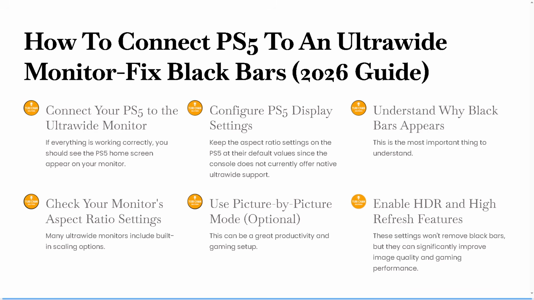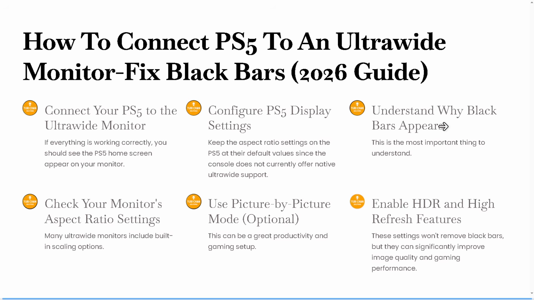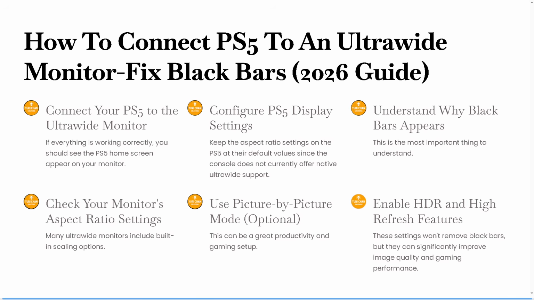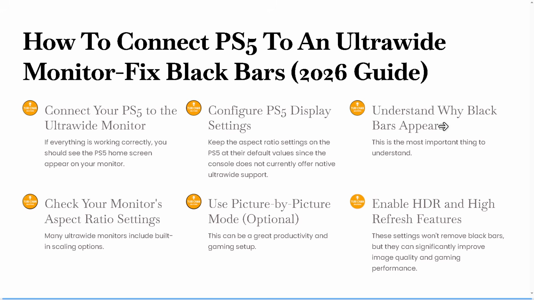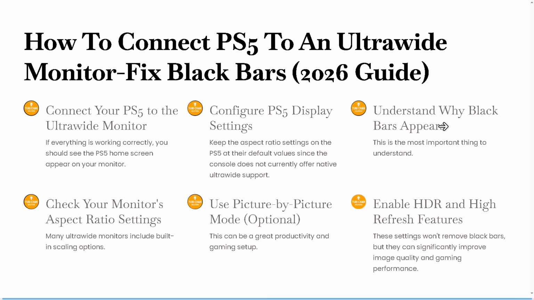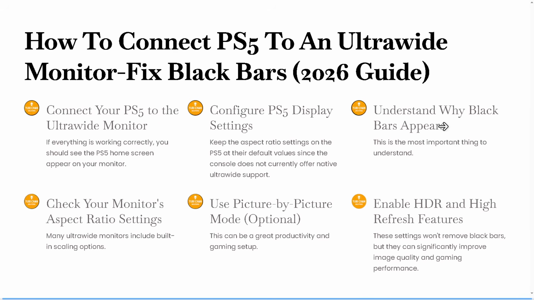And of course, you need to understand why black bars appear. This is the most important thing to understand. The PS5 outputs games and menus in a standard 16 by 9 aspect ratio. Most ultra-wide monitors use a 21 by 9 aspect ratio, and because of this difference, the PS5 fills only the center portion of the display, leaving black bars on both sides. This behavior is normal and is not a monitor defect.